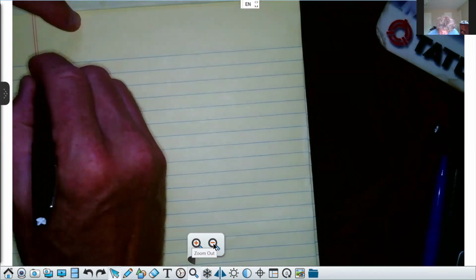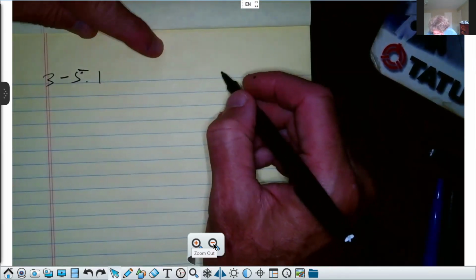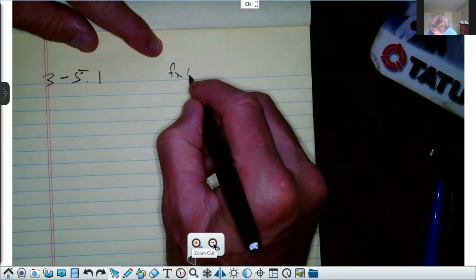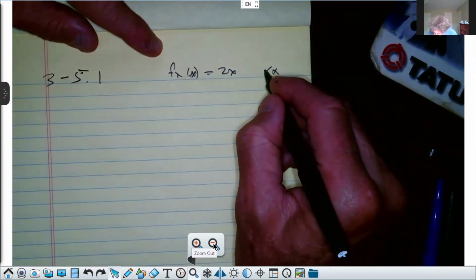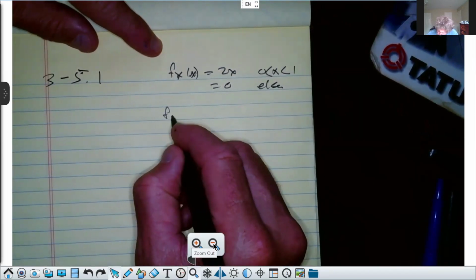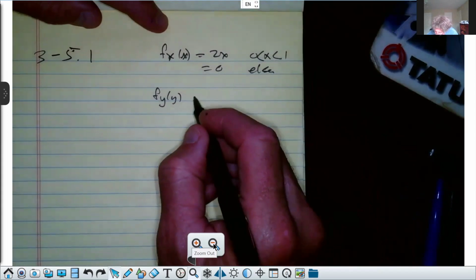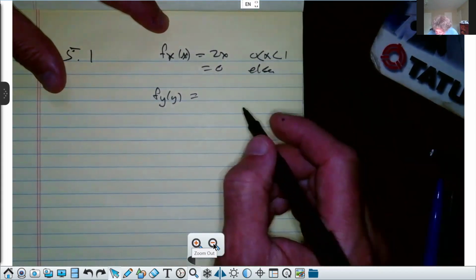For problem 3-5.1, as I recall it, you had an f of x equal to 2x for x greater than 0, less than 1, and 0 else. It had something that says, first it says f_Y of y. For f of y, they say it's uniformly distributed between -1 and 1.